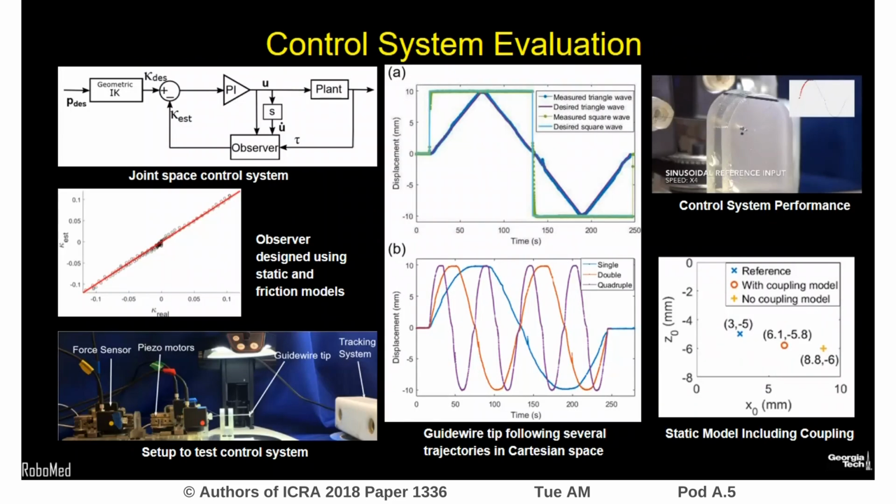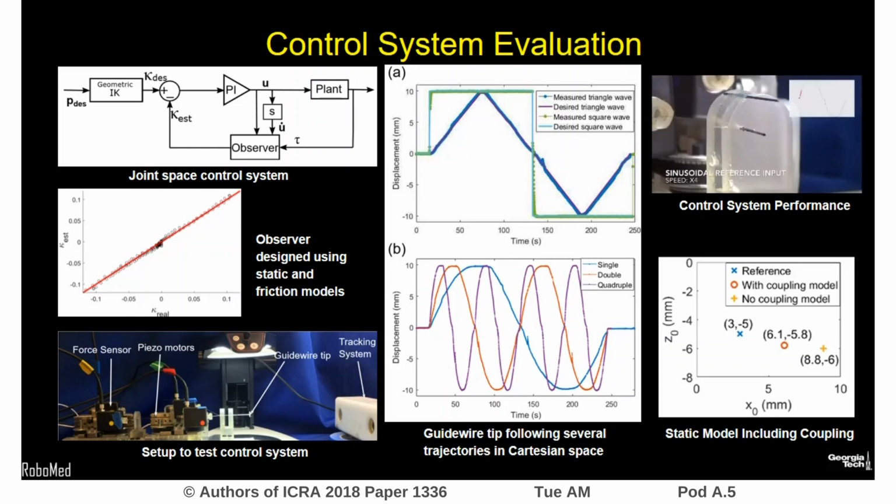The observer block shown in the control system to the top left uses observed tendon tension and the static and friction models discussed previously to estimate the shape of the robot in joint space. Then a joint space PI controller is used to send commands to the actuators. Figures A and B seen in the center of the slide show tool tip tracking performance for various trajectories.